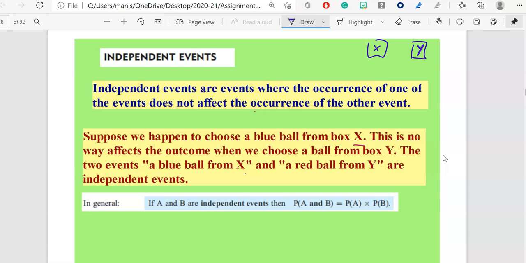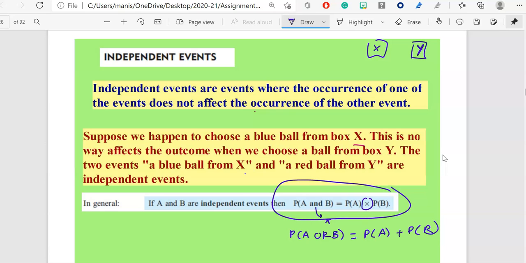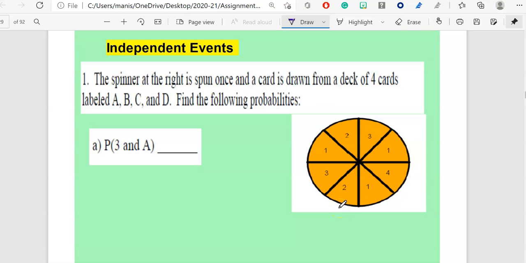And the formula for this is P(A and B). Now whenever you see this word and, you will multiply the two probabilities. You remember earlier we had A or B. What you used to do was find their individual probabilities and add. In this case, you multiply. So let's practice some questions. Make sure you copy everything. The spinner at the right is spun once and a card is drawn. Now, do you see the word and over here? And a card is drawn from a deck of 4 cards.